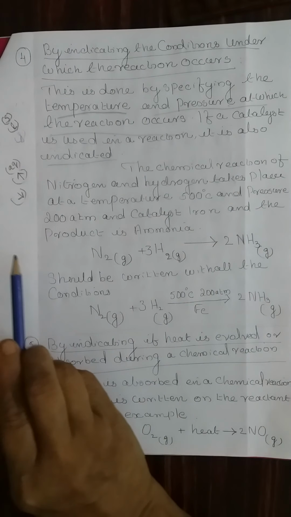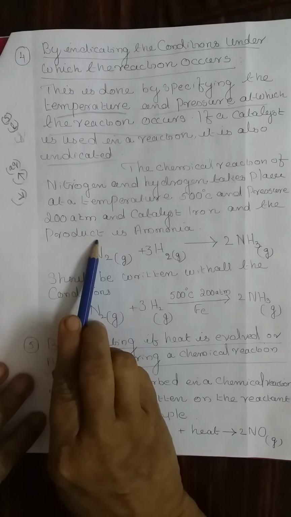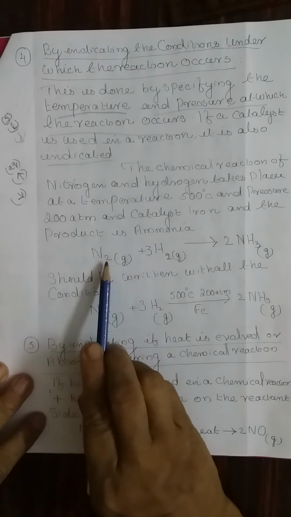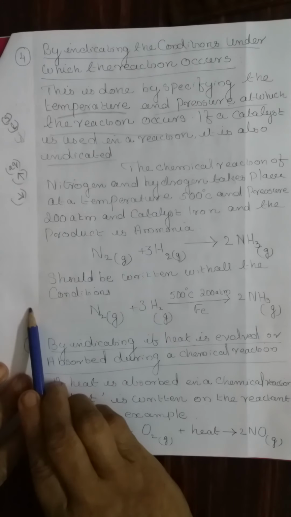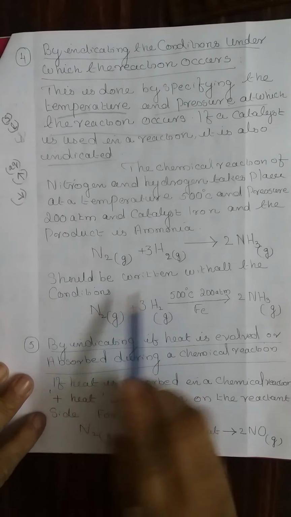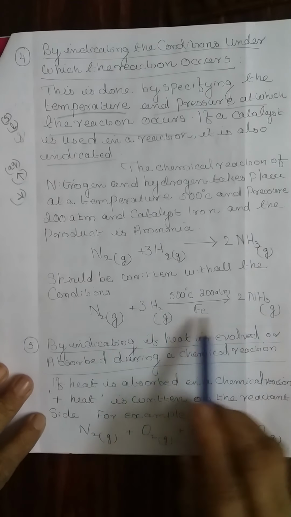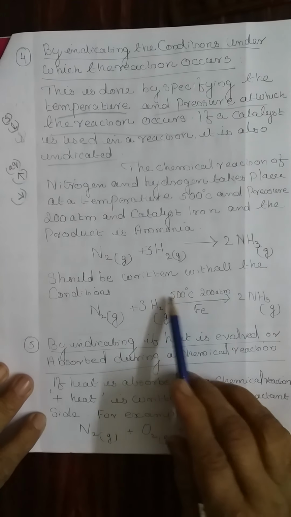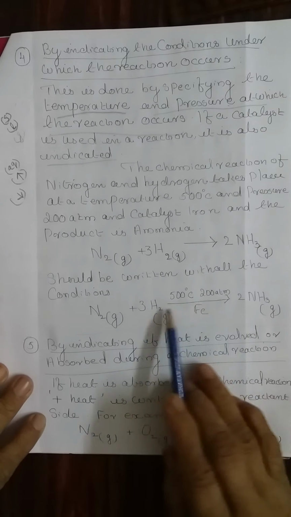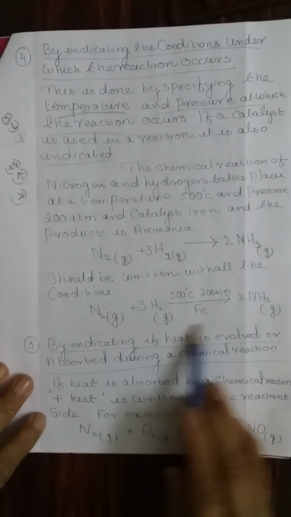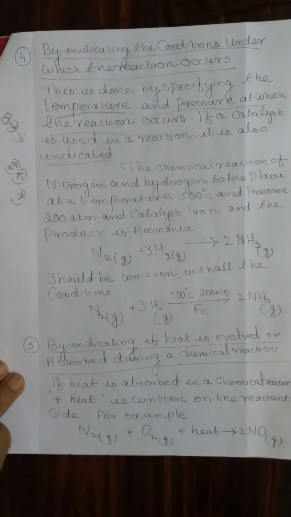Specify all the conditions. One, temperature 500 degrees. Two, pressure 200 atmospheres. Three, catalyst is iron. Then you write the equation, and above the arrow, write all these conditions. And this is a perfect equation.